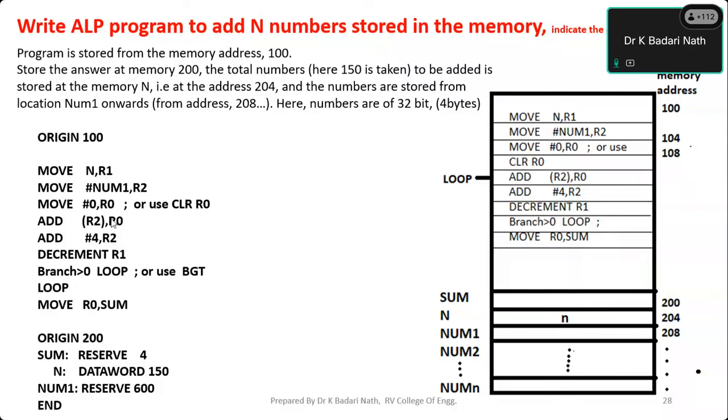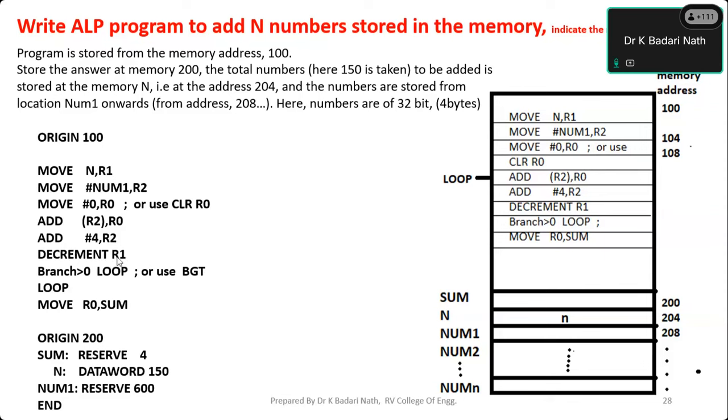Now one addition is completed. How many more additions do I still have to perform? That's why we have kept a counter called R1. R1 is like a counter, like for i equal to 0, i less than 10; that logic we are implementing here. R1 contains 10, and I will decrement it by 1 every time I finish the loop. So I'll decrement R1.